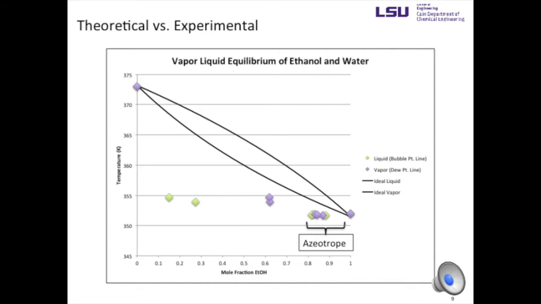This is the experimental data graphed in comparison to the ideal model, and as you can see, there's a pretty obvious positive deviation from ideality. Aside from that, there's also an azeotrope that occurs in this ethanol water mixture. Although it's not perfectly visible in this graph, we know from literature that the azeotrope, or the minimum boiling point in this scenario, would occur at 95.6% ethanol.